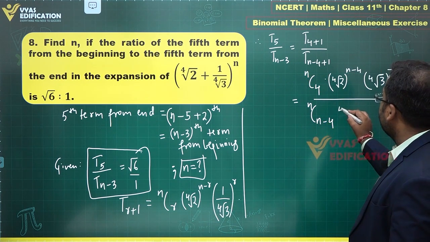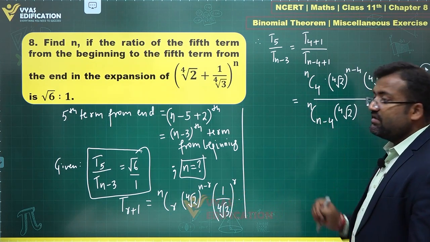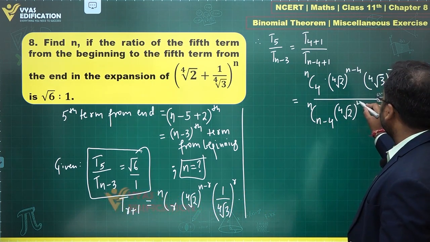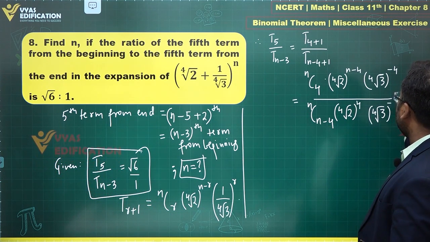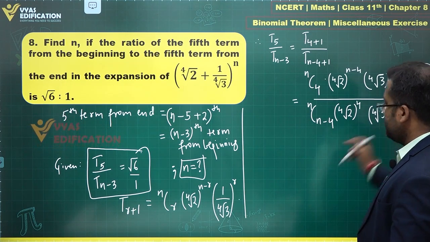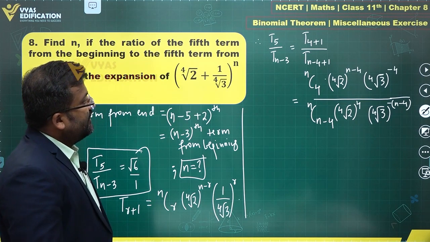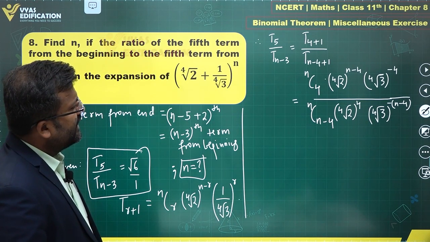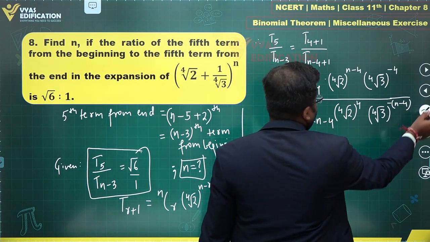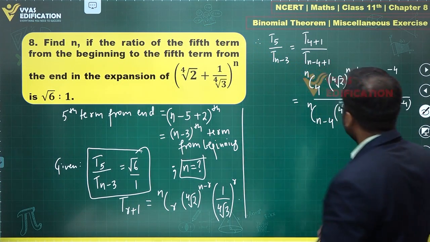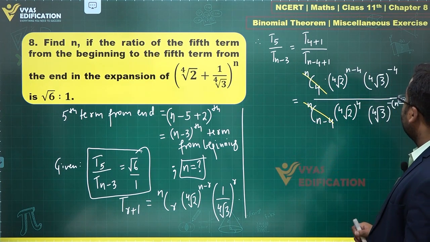4th root of 2 power n minus 4. What will that be? Actually 4. And 4th root of 3 will be raised to power this n minus 4 with a minus, since it was in the denominator, right? Okay, once you have written this properly, what next? So let's see what all gets cancelled over here. I observe that NCn minus 4 and NC4 are exactly same. Yes, that's okay. What else?